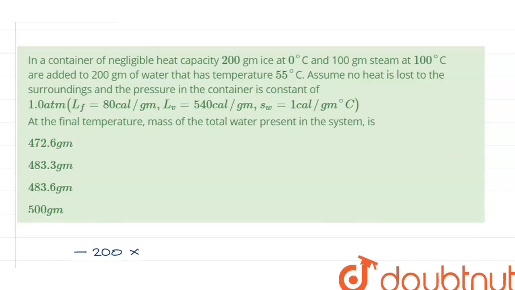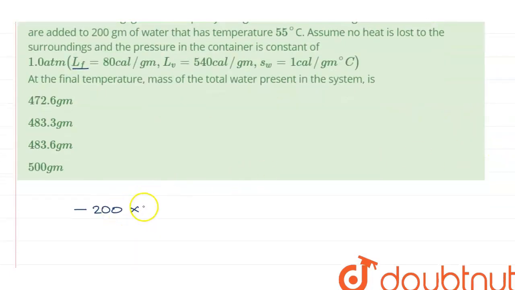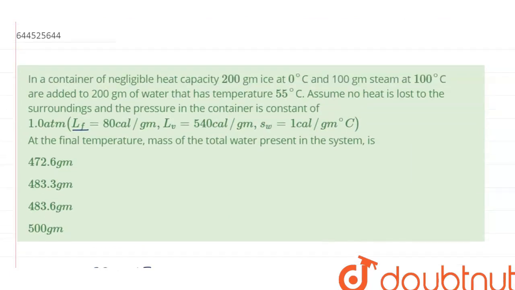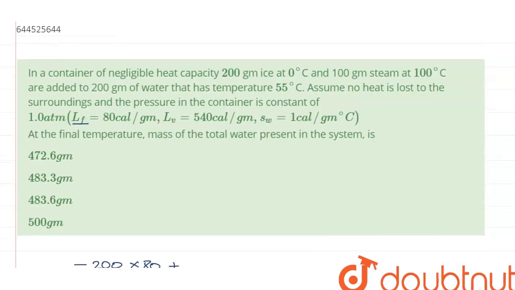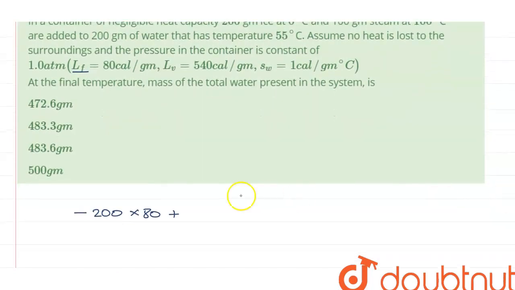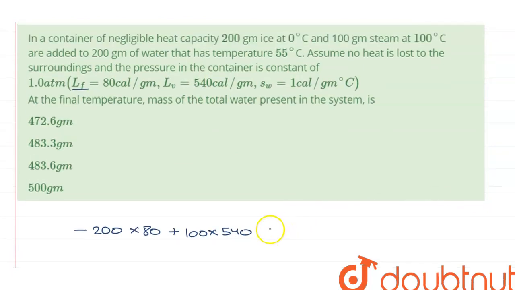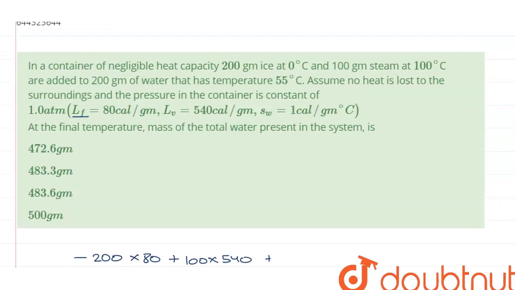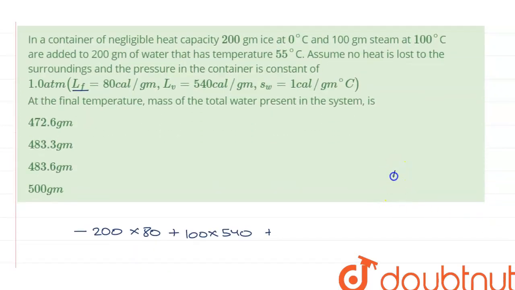So minus 200 grams. First of all, it will absorb heat to convert into water. So minus 200 into the latent heat of fusion for ice, which is 80 calorie per gram. So minus 200 into 80 plus. Now the steam will release some heat to convert into water. So 100 grams of steam multiplied by the latent heat of vaporization, that is 540 calorie per gram. Now let's say the final temperature of the mixture is capital T.